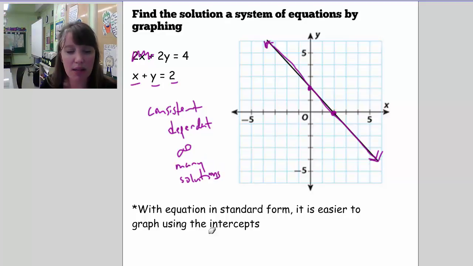And the reason why this is the case is, if we go back to the original two problems, the first one is a multiple of the second one, meaning if I multiply the second one by 2, I would have 2x plus 2y equals 4.